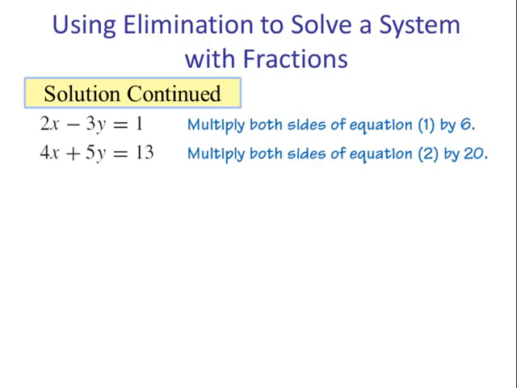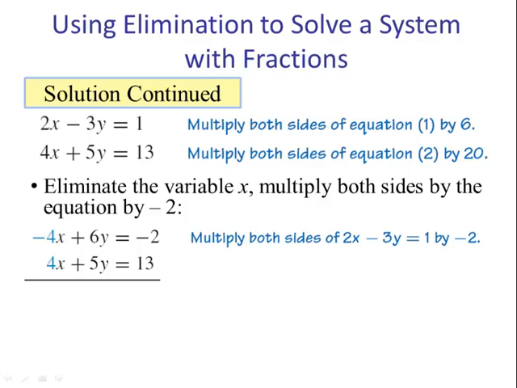So we could eliminate either the x's or the y's. I'm going to choose to eliminate the x's. To eliminate the x variable, I'm going to multiply the first equation by -2, and that will make this term a -4, and a -4 plus a +4 is 0. So the x terms will be eliminated. So equation 1 will become -4x plus 6y equals -2. Every single term gets multiplied by -2.